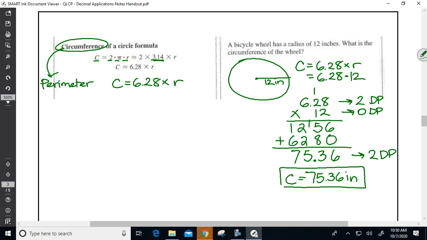All right. So again, let's do it the other way around. So the other way around is when you are starting with the circumference and you have to find the radius. So let's say you have a circle or a bicycle wheel. You don't know what the radius is, but they told you that the circumference is 15.7.